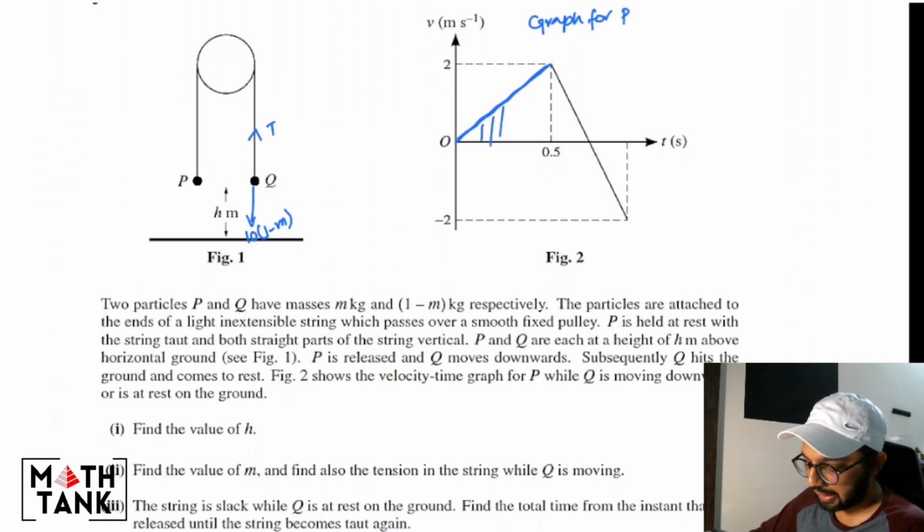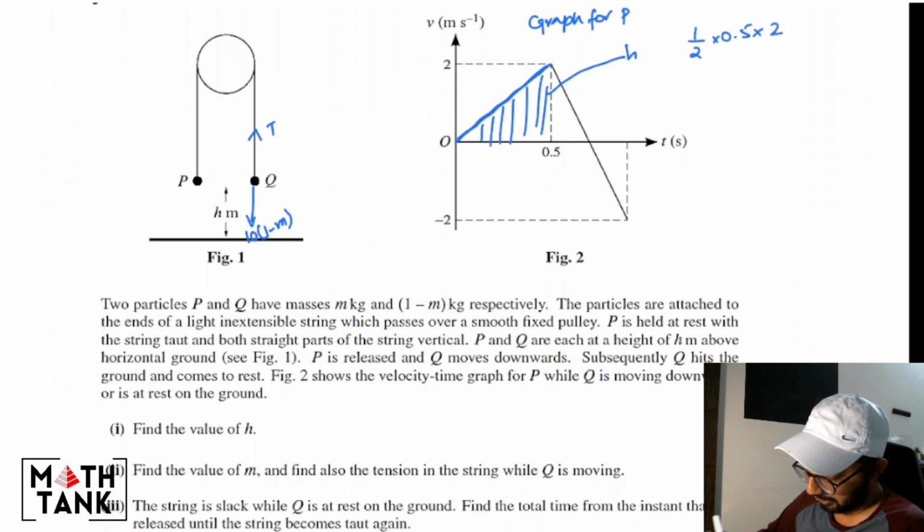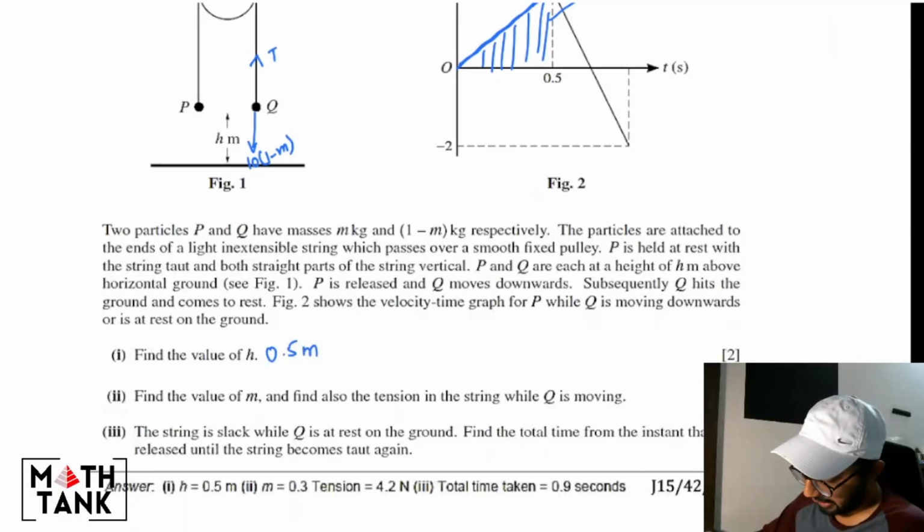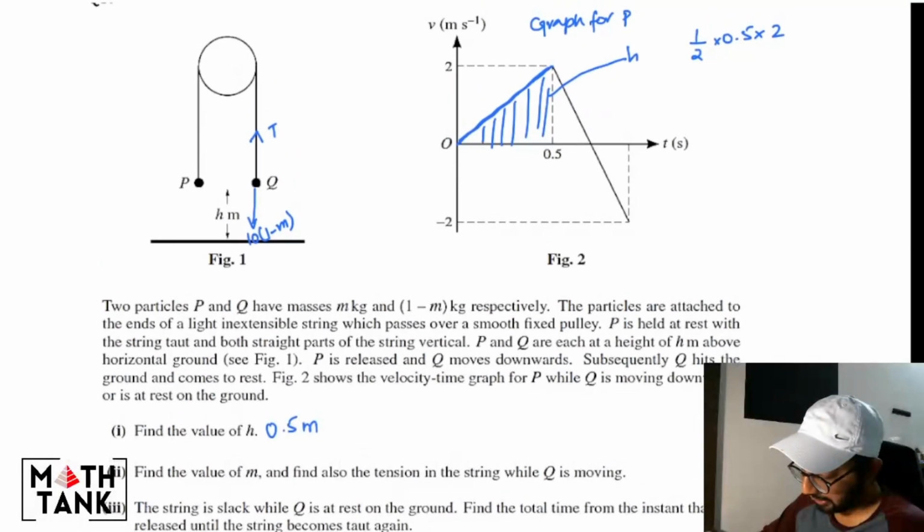So this area should basically represent h, the distance that particle P was traveling with the first acceleration that I have here. So when you have a VT graph, distance is simple. I can just say that this is half base into height. So I get 0.5 meters. That's the correct answer. Then it says find the value of m and also the tension in the string while Q is moving.